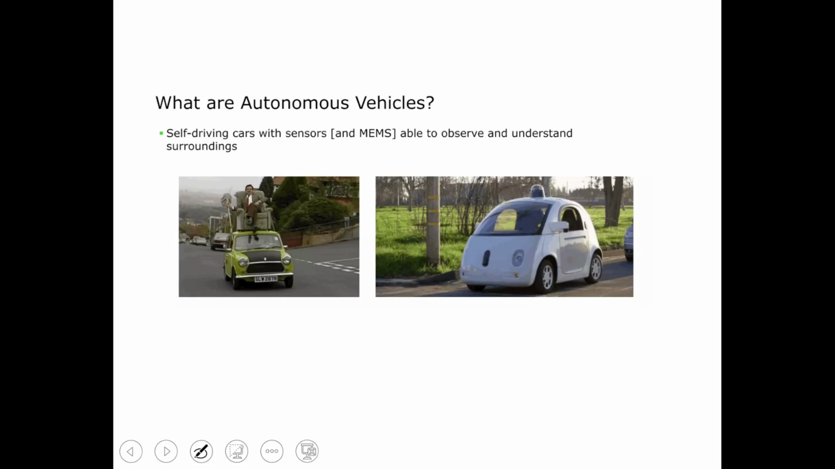So a self-driving car has sensors able to observe and understand the surroundings. We have to fix the sensors. They sense everything: where we have to move, whether there is any car behind, whether there is any car parallel or in front, and what distance the car should maintain to avoid an accident. So we have to put in all the sensors to make the car autonomous.